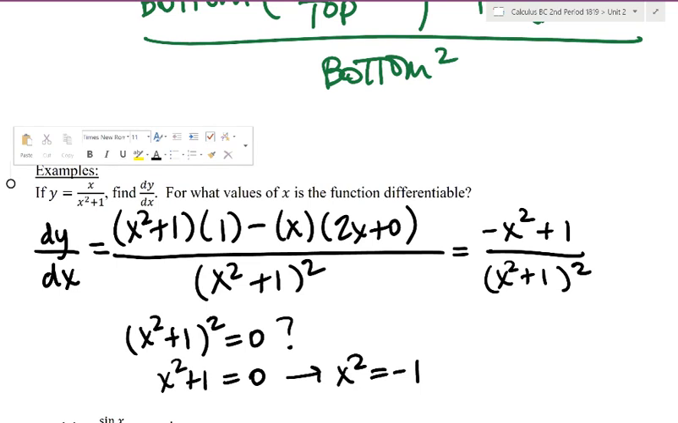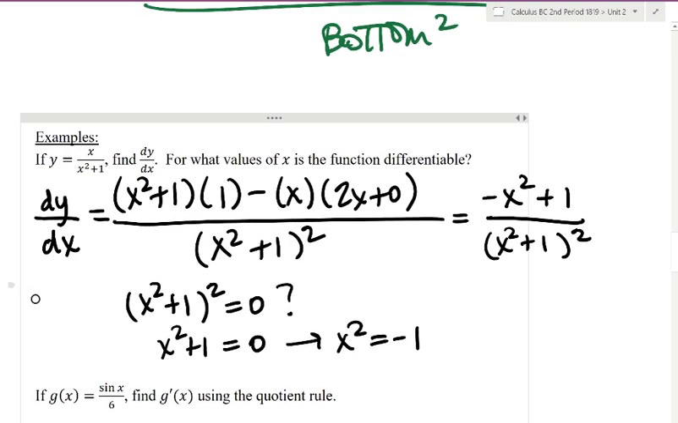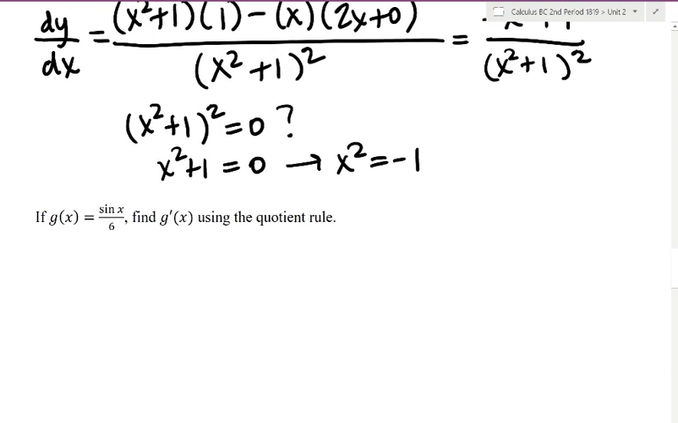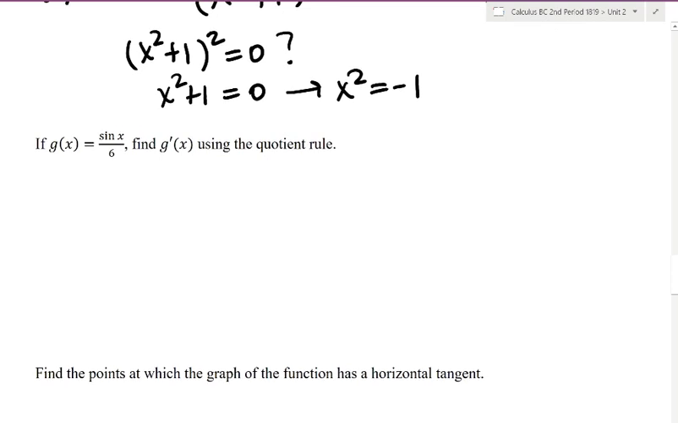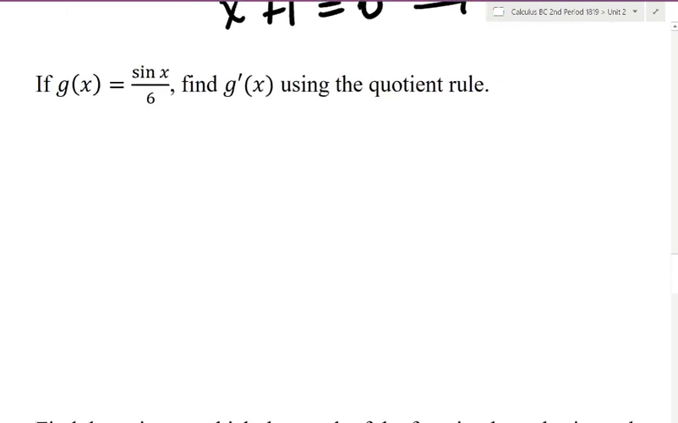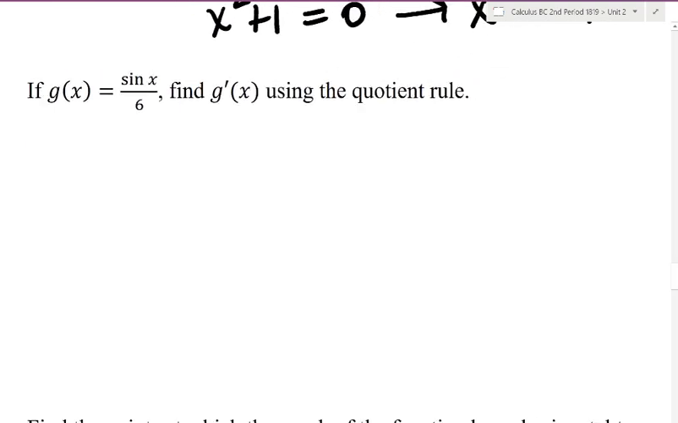But that makes sense, because if we look at the original function, it's not undefined anywhere. It doesn't have any vertical asymptotes or discontinuities. So we'd probably be hard-pressed to find a place where it isn't differentiable. All right. So the next one, I want y'all to take the derivative of this using the quotient rule, just like we did with the product rule, making the same point.